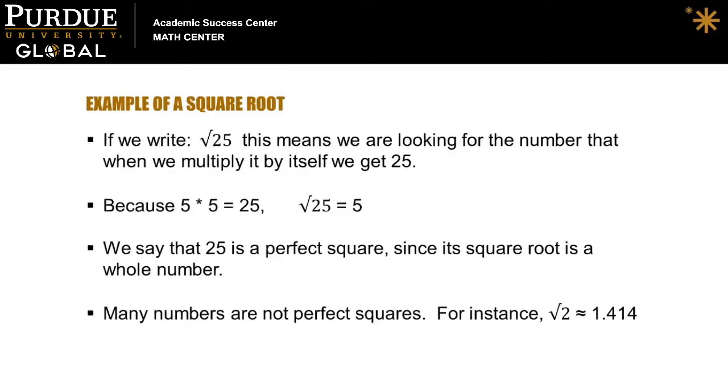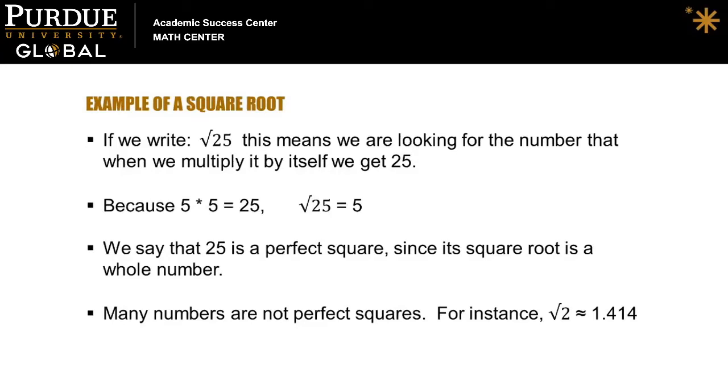Let's first take a look at an example of a square root. If we write the square root of 25, this means we are looking for the number that when we multiply it by itself, we get 25. Because 5 times 5 is equal to 25, then the square root of 25 is equal to 5. We say that 25 is a perfect square, since its square root is a whole number.